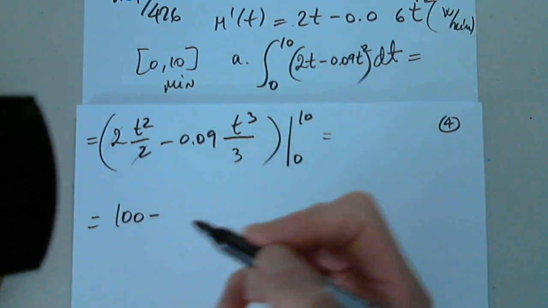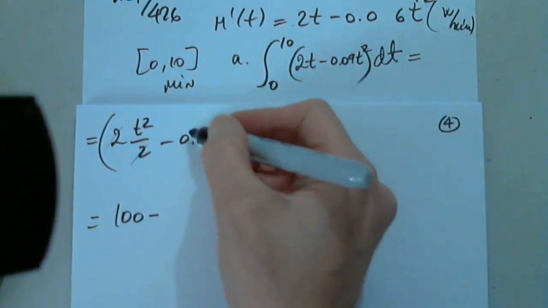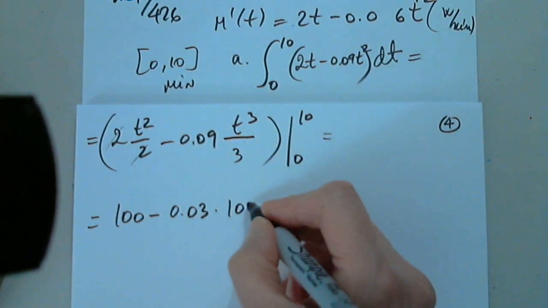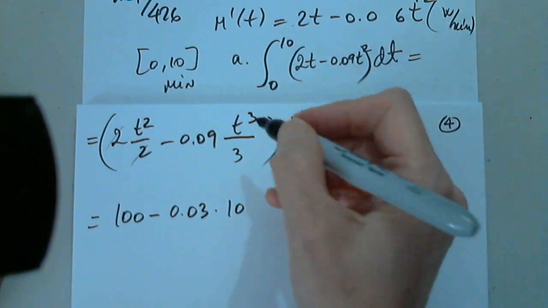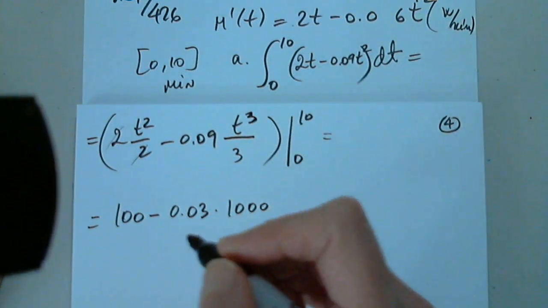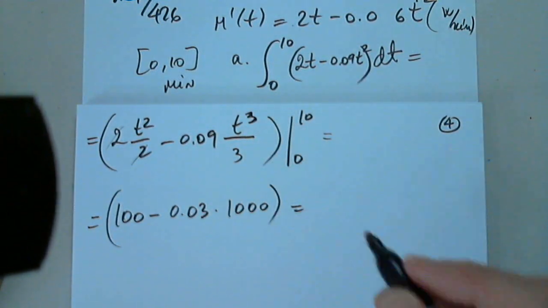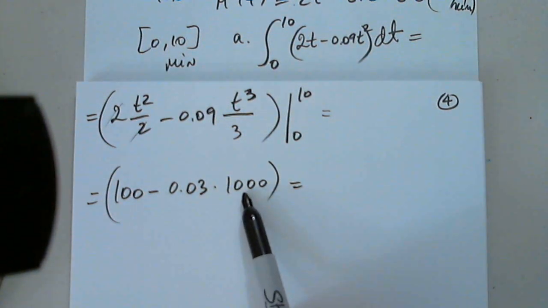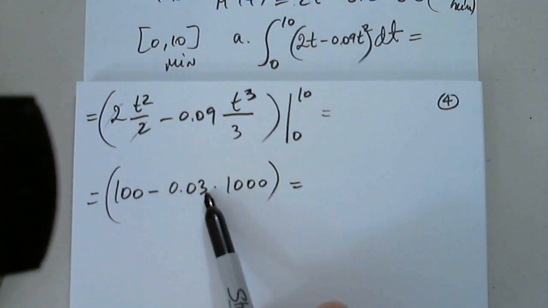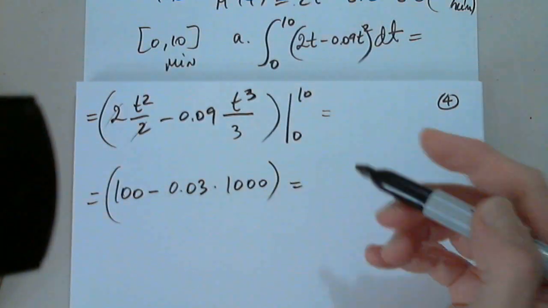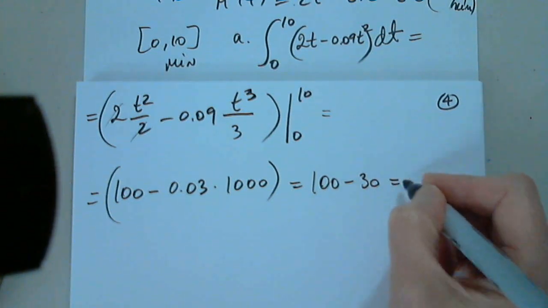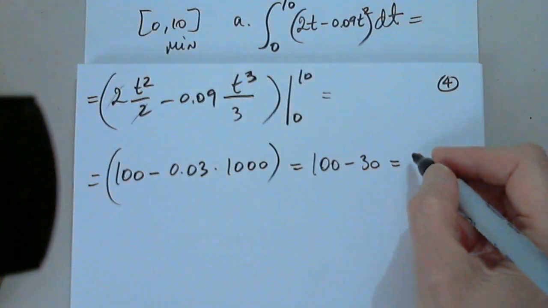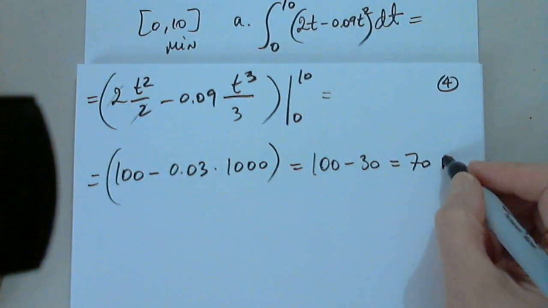So this is 100 minus, I'll simplify here by 3 and I get 0.03, and 10 to the third power, 3 zeros. I don't need parentheses, but I wrote them anyway. So I'm moving the decimal point 3 units to the right: 1, 2, 3. So 100 minus 30. What is that? 70. And this is words.